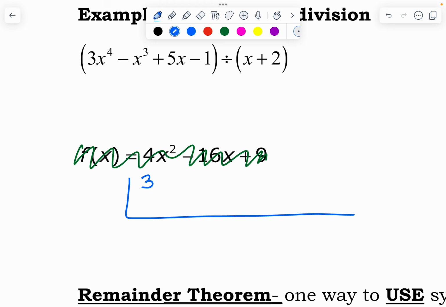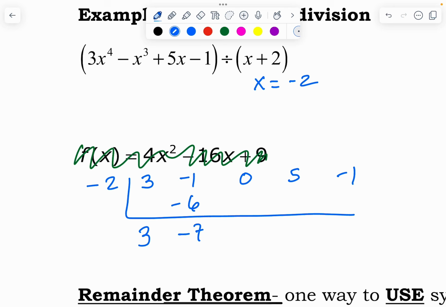We have our x to the fourth term, we have our x to the third term. I don't see an x squared. I need to hang on to a 0. I have my x term and I have my constant. And then this is the factor, and so it would have a 0 of negative 2. So I'm going to divide by the negative 2. So then I bring down this first number and I multiply. 3 times negative 2 is negative 6.